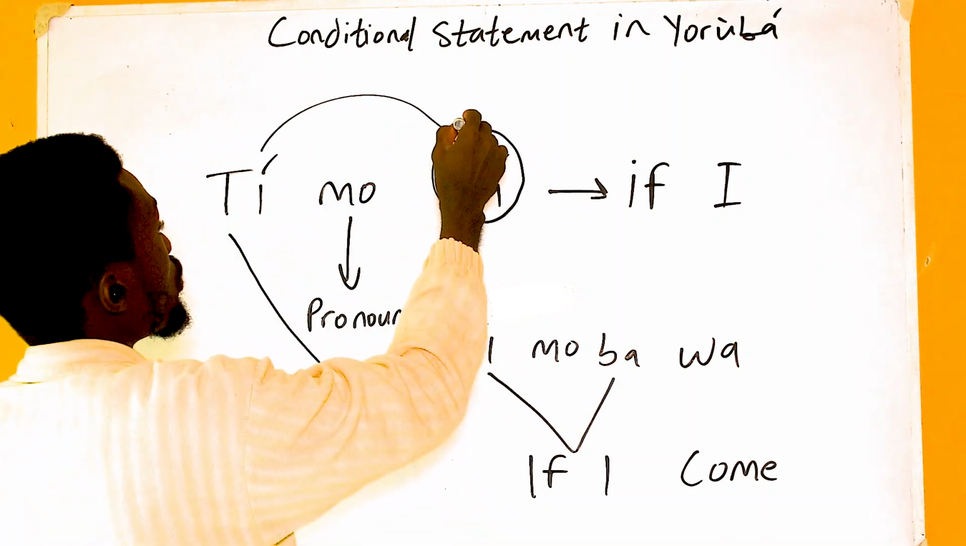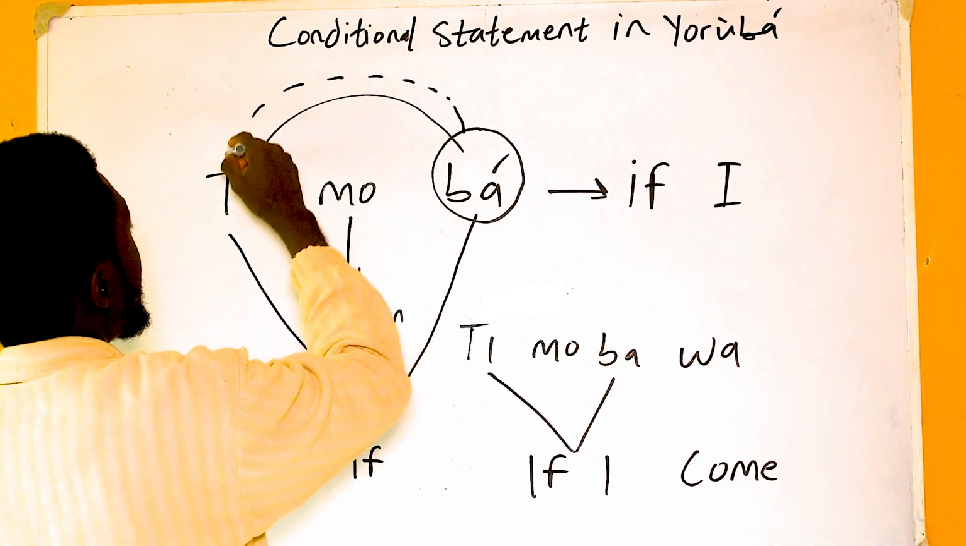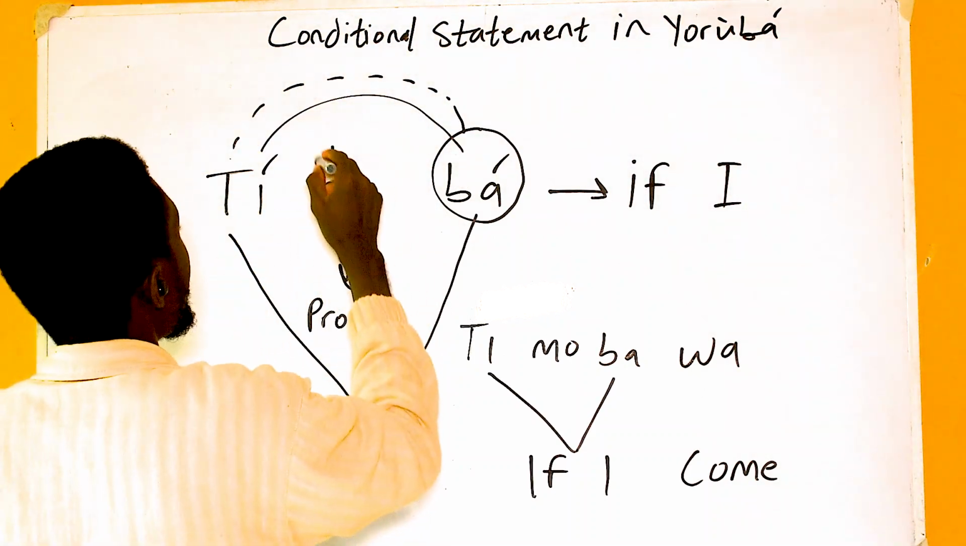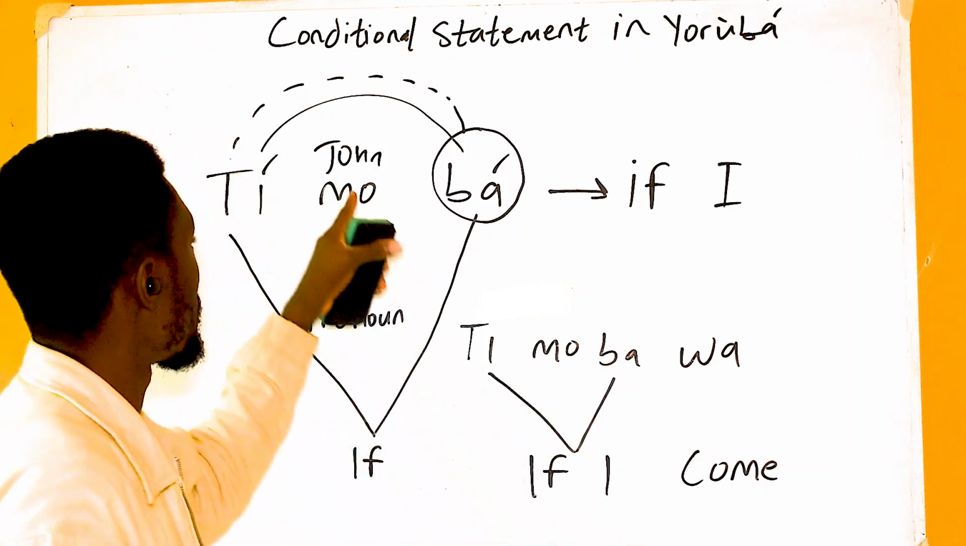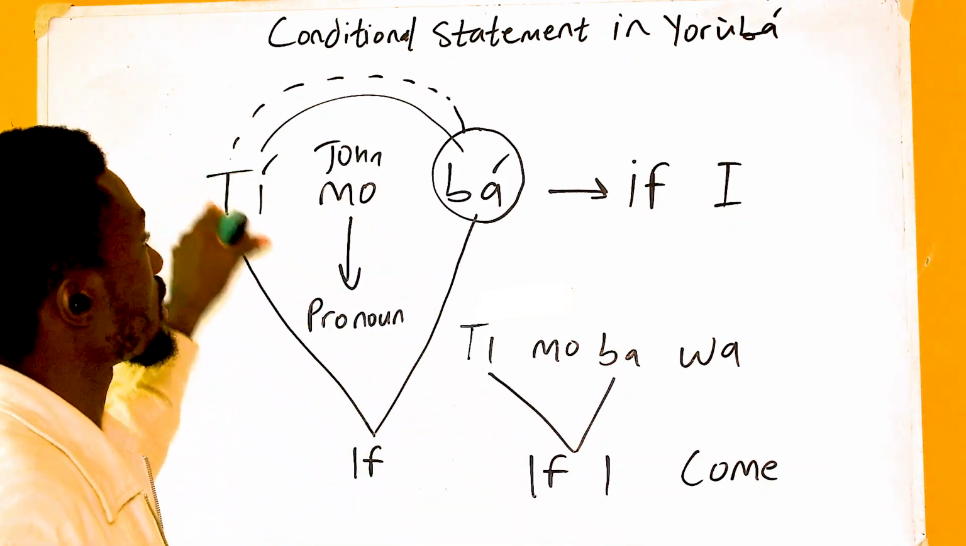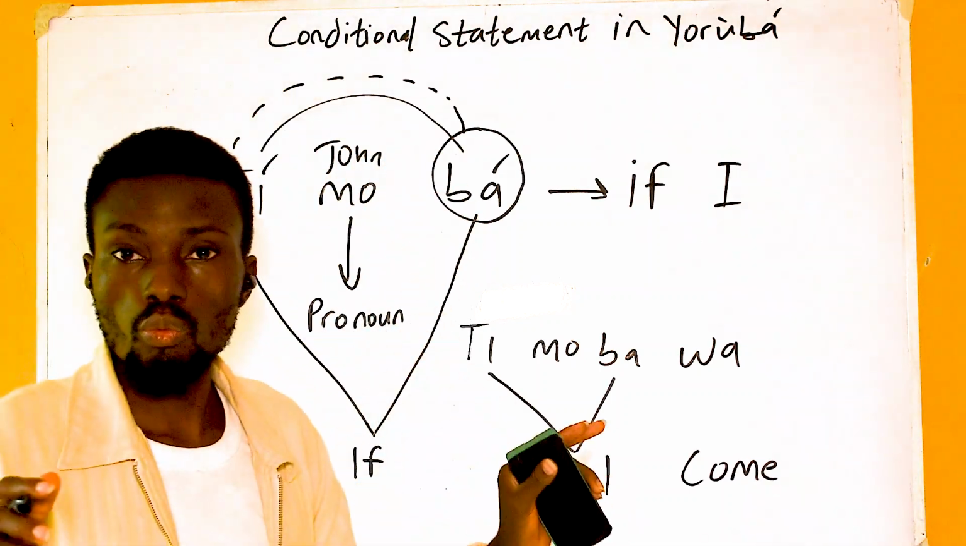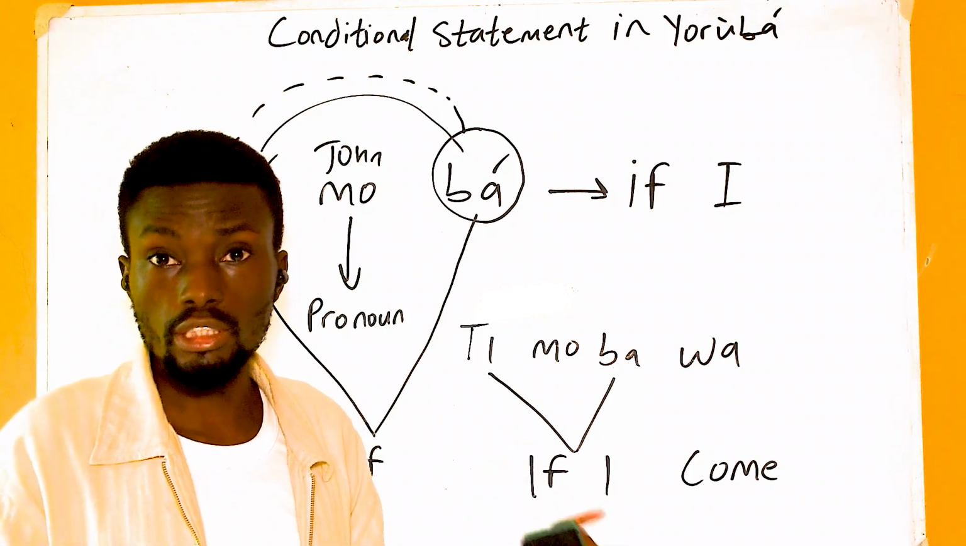These two words are what is "if" in the Yoruba language, but this one is just a collocation. It always follows this "ti". This one can be John: "ti John ba", if John. So this is just a pronoun, but we know that these two words, "ti" and "ba", are what is "if" in the Yoruba language.